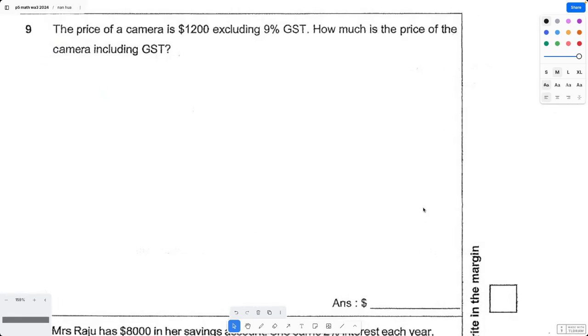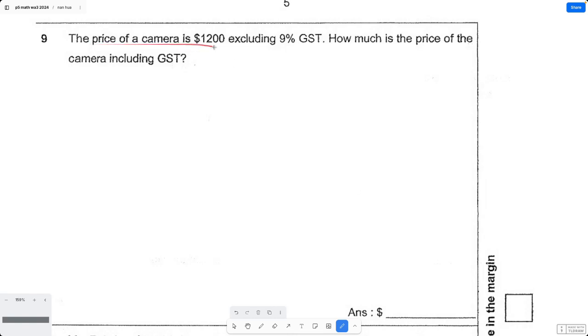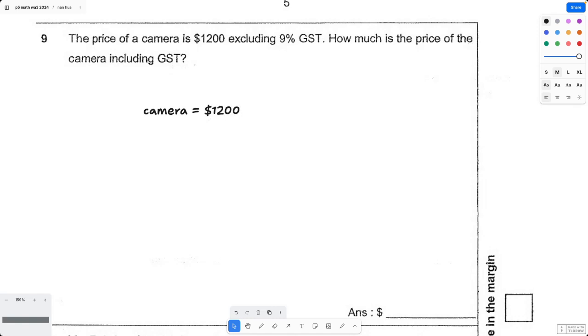Question 9. Okay. The price of a camera is $1,200 excluding 9% of GST. How much is the price of the camera including GST over here? Okay. So what we can do is camera is equal to 1,200, and then basically we want to get the GST. So multiple ways to do it. So what we can do is we can get the 9% GST, which is equal to 1,200 times 9%.